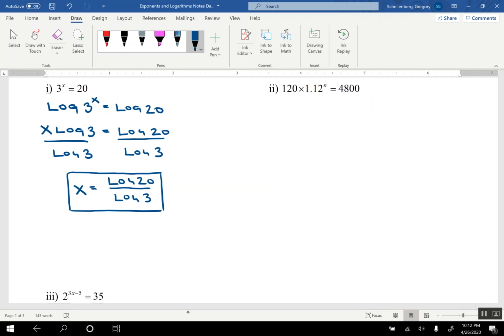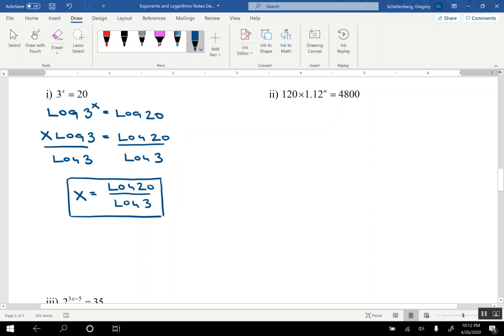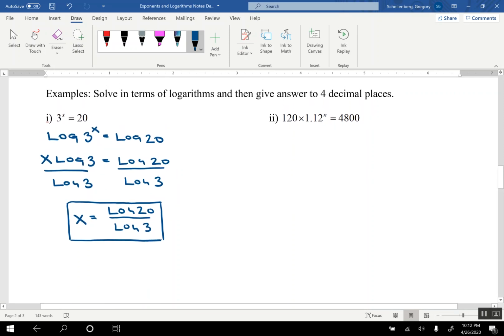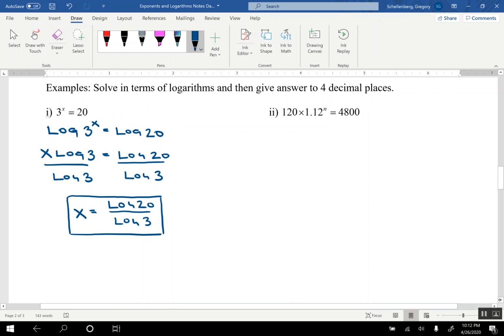Okay, next one, number 2. So same type of idea. I'm going to take this one step further and simplify before we start to solve this. I'm going to divide both sides of the equation by 120.